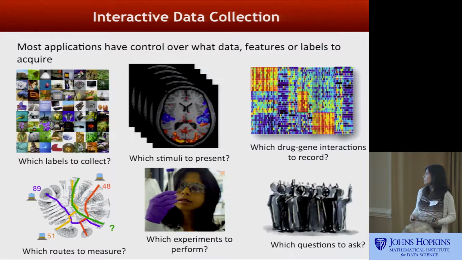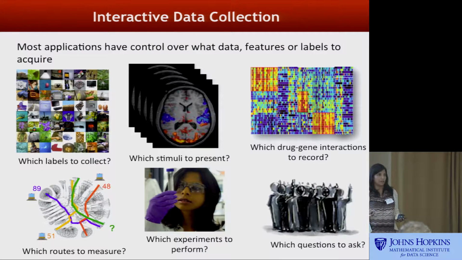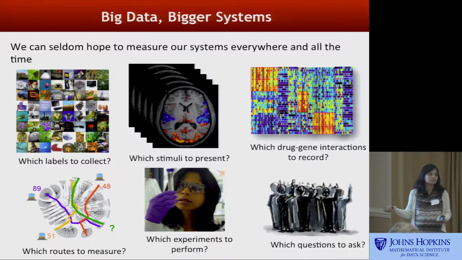And you can think of any other application, like which drug and gene interactions to record, which questions to ask in a crowdsourced setting, or which routes to measure if you're taking measurements on a computer network, let's say, right? So in all of these cases, we have control over what data should be collected. And moreover, well, of course, people say nowadays we have so much data, so why should we worry about which data to collect?